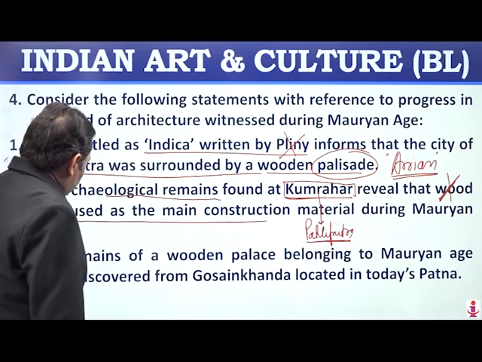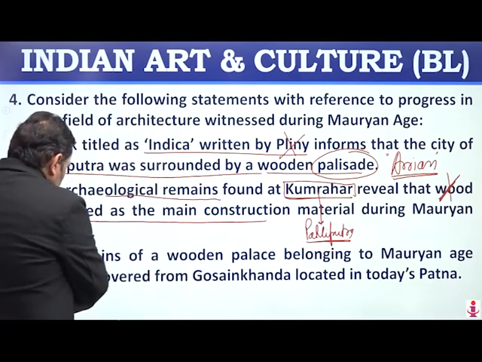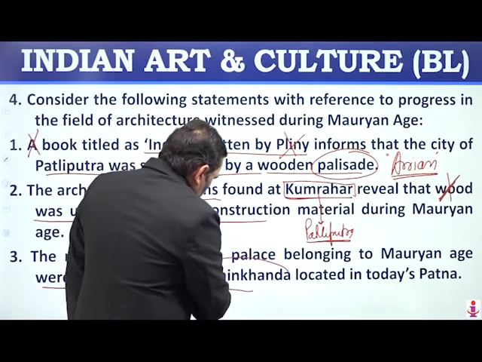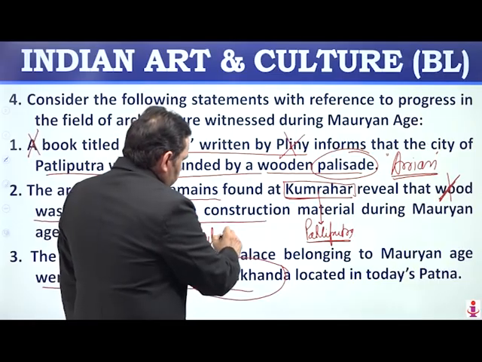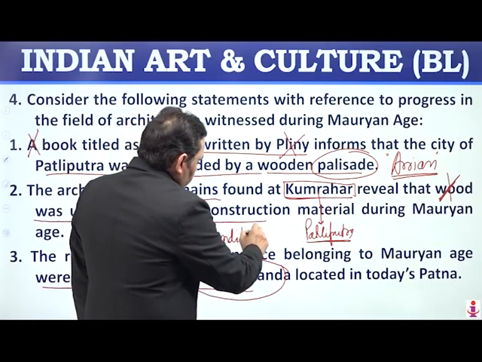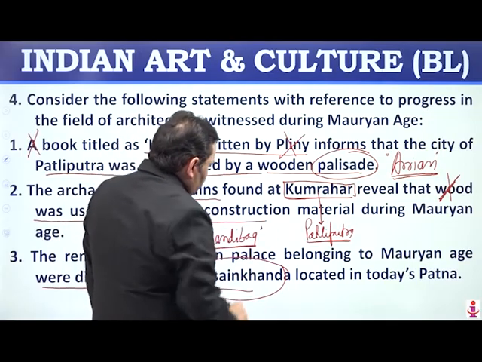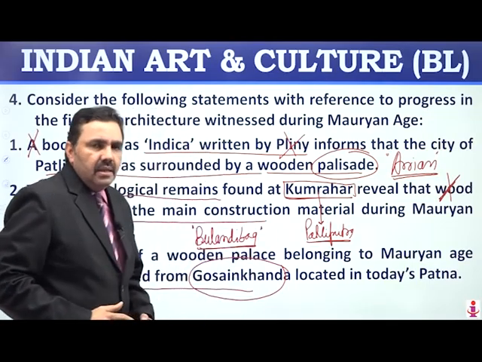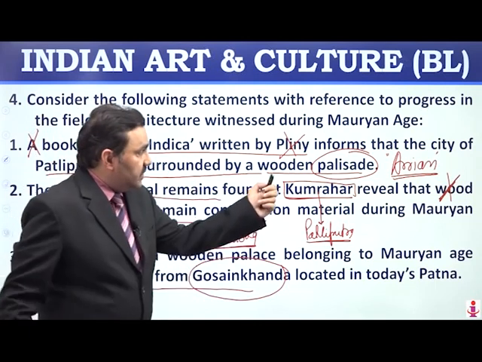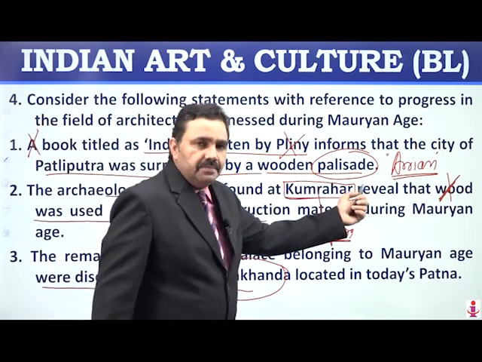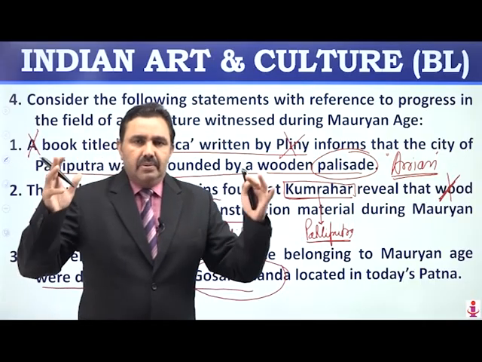Statement number 3. The remains of a wooden palace belonging to Mauryan age were discovered at Gosai Khanda. Gosai Khanda and Bulandi Bagh are also two places located within today's city of Patna. Gosai Khanda and Bulandi Bagh were excavated, and the wooden remains of this wooden palisade have been discovered. The remains of this wooden palisade have been discovered at Gosai Khanda and Bulandi Bagh.